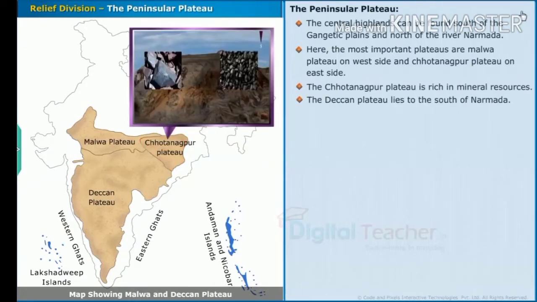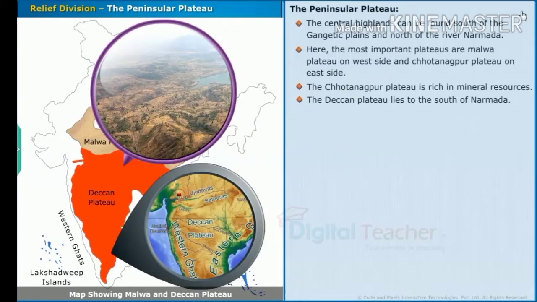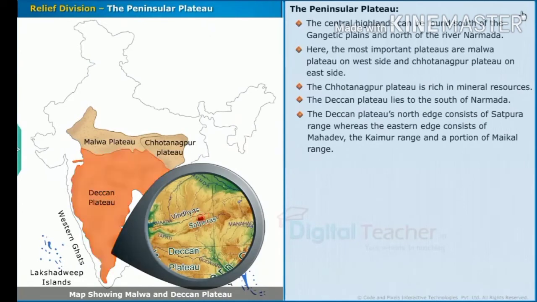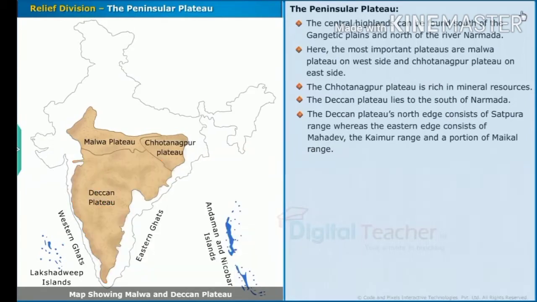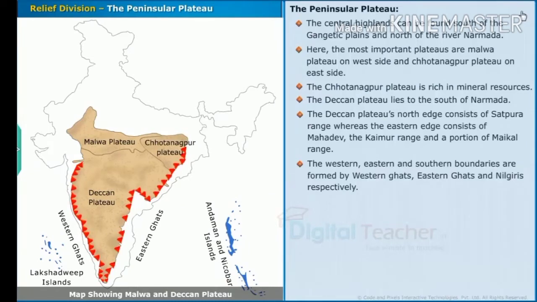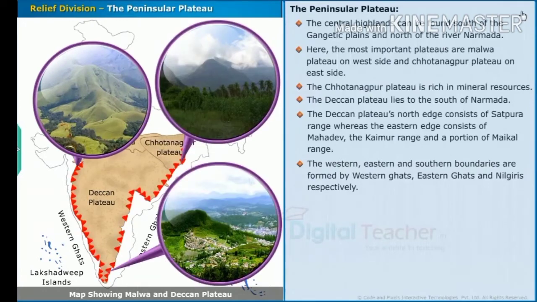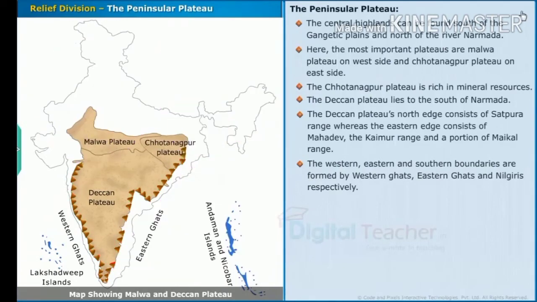The Deccan Plateau lies to the south of Narmada. The Deccan Plateau's north edge consists of the Satpura range, whereas the eastern edge consists of Mahadev, the Kaimur range and a portion of the Maikal range. The western, eastern and southern boundaries are formed by Western Ghats, Eastern Ghats and Nilgiris respectively. Now, it's time to study the Western and Eastern Ghats.